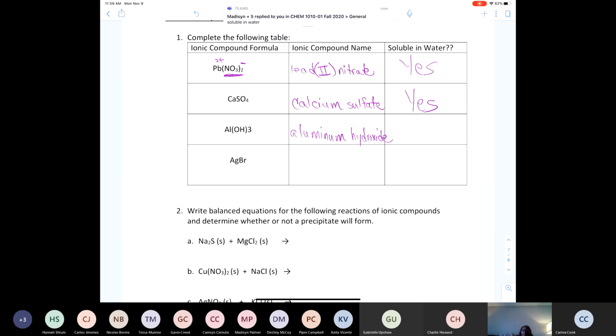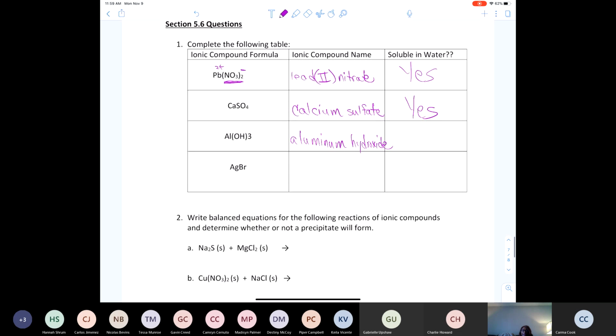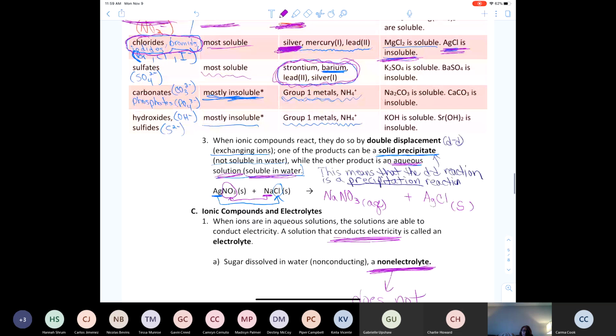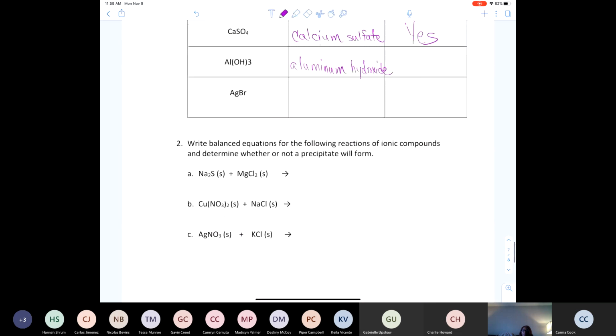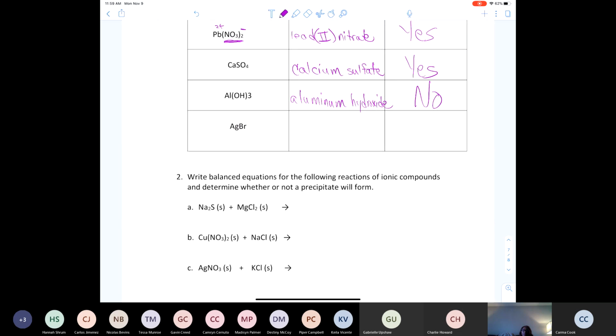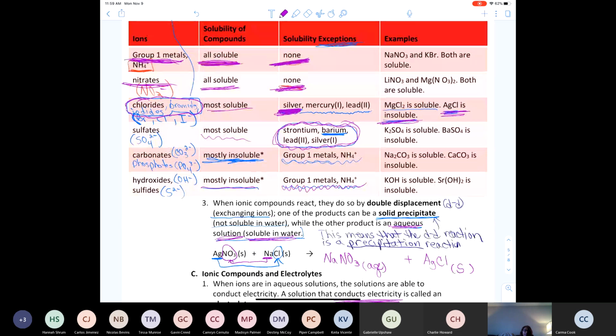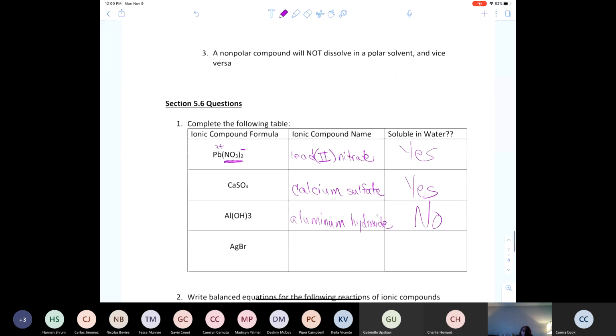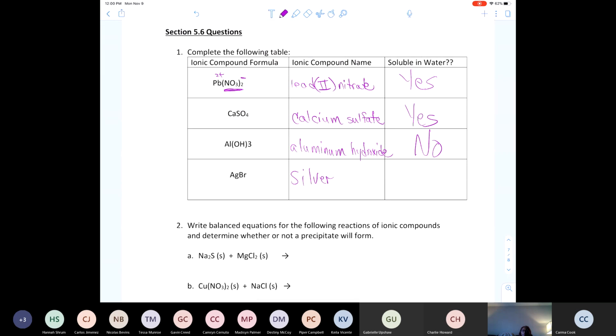What about aluminum hydroxide? What does the solubility rules table tell us about hydroxides? They are mostly insoluble, except for if the OH minus polyatomic ion is paired with a group 1 metal or ammonium. And so I agree, Ewan, it is not soluble. What about silver bromide? Bromide is one of those halides, like chloride, iodide. So what about the halides? They are mostly soluble, except for silver. Would bromide be soluble? Yes. Is silver an exception?